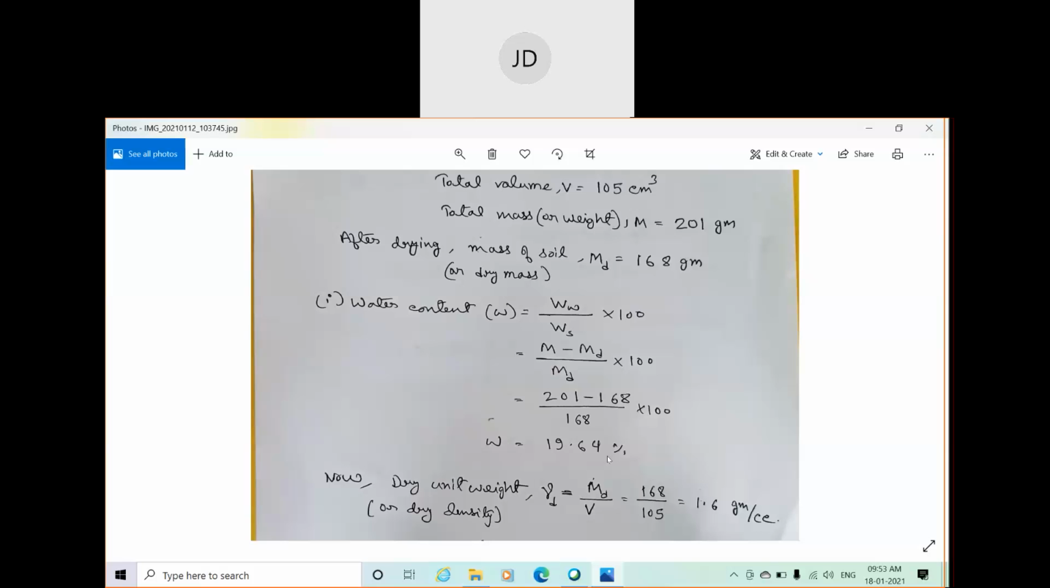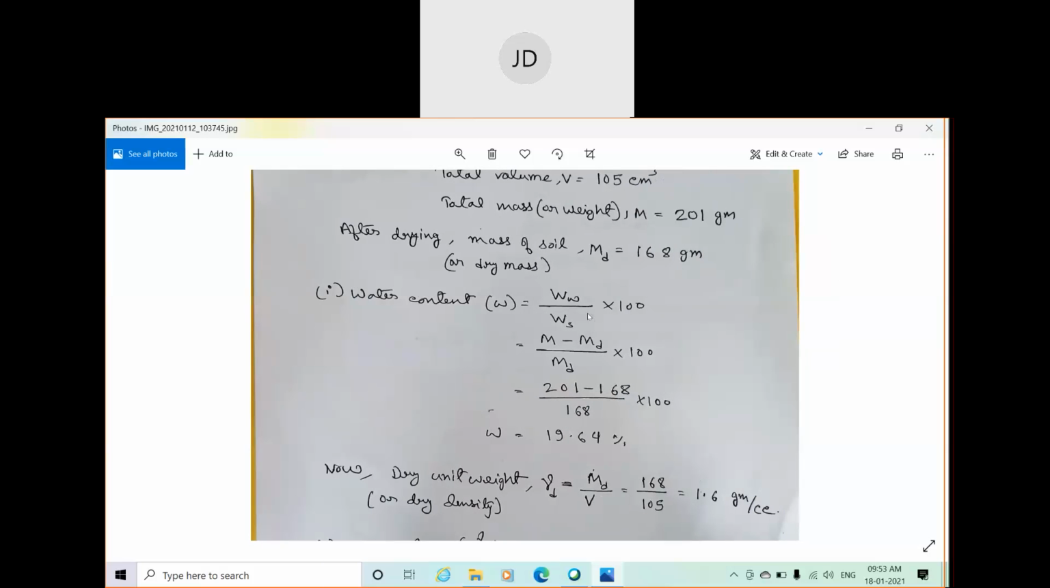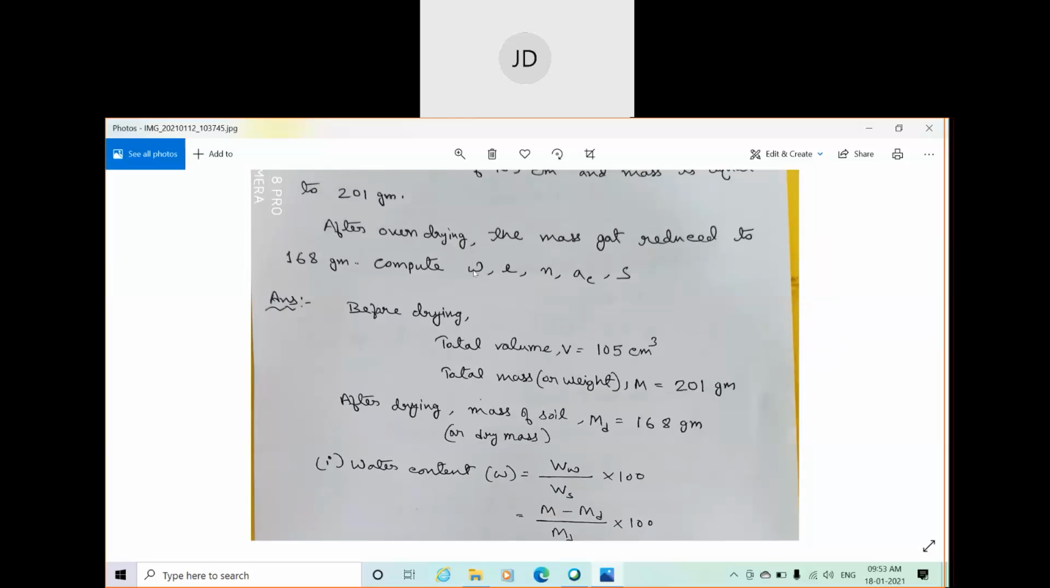So you just try by yourself, after getting this recording or these notes. Okay. Now our next target, after getting this moisture content or water content, is to find out the void ratio. Now how can you find out the void ratio here?